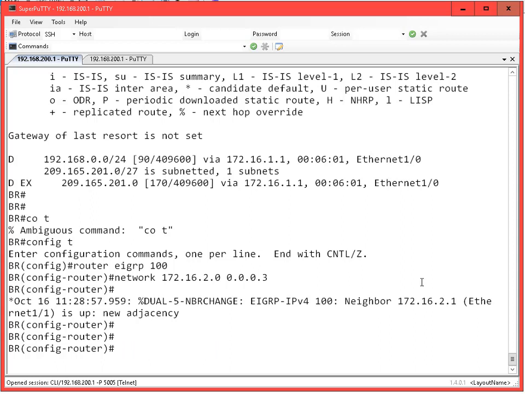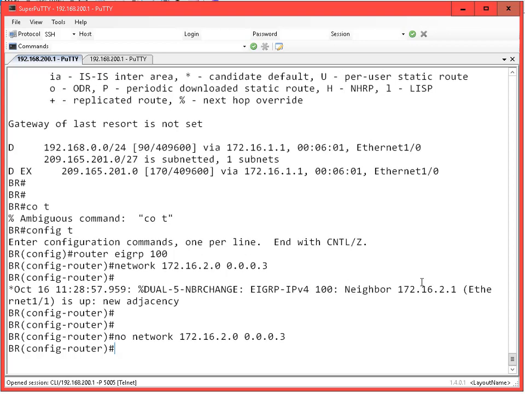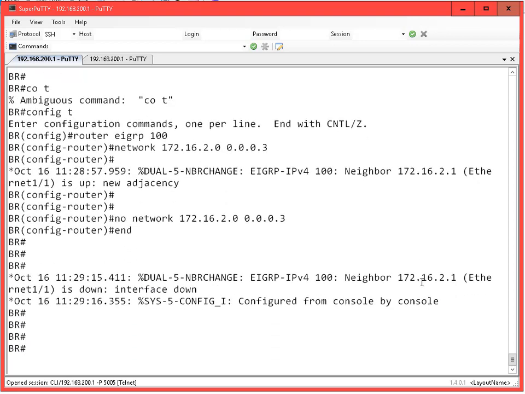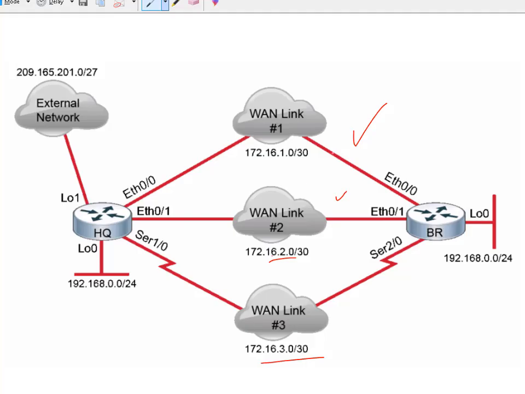I want to do one more thing. I meant to show you guys this before I did this. I'm going to take that out and get rid of that neighbor adjacency. One of the things I wanted to show you was this concept of administrative distance. We know that we're running EIGRP presently on this link, and HQ is running EIGRP on all of its links.